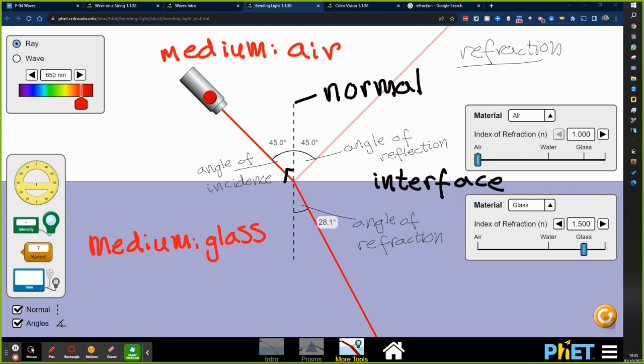These two angles up here are from a different part of the waves topic. That is that the angle of incidence is always equal to the angle of reflection, and that is known as the law of reflection. We're not looking at that right now, but as it came up, I thought I'd mention it.